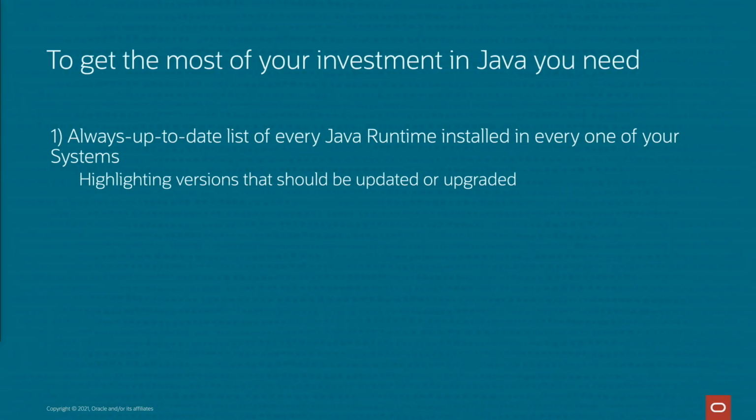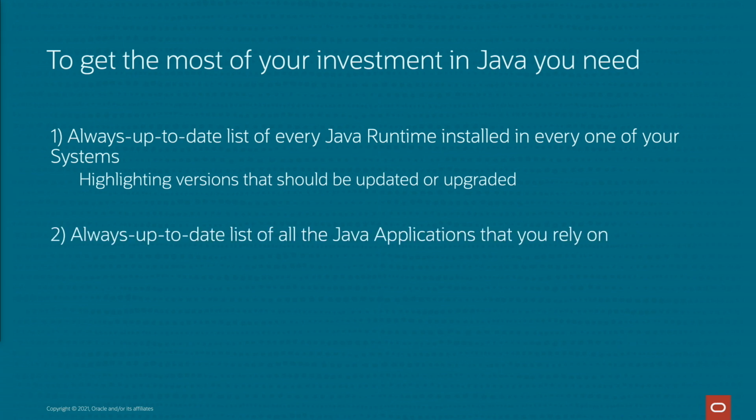So, in order to really get the value out of your investment in Java, you need to get an always up-to-date list of every Java runtime installed in every one of your systems. And it'd be great if we can highlight the ones that should be updated or upgraded, because the other ones you probably don't want to be using.